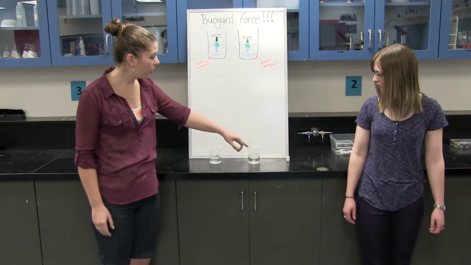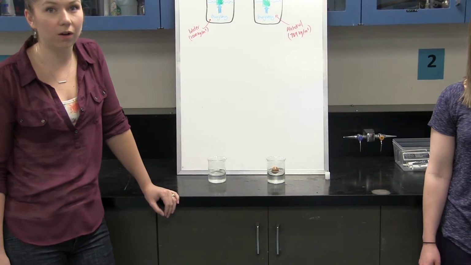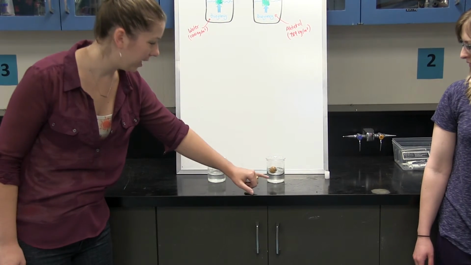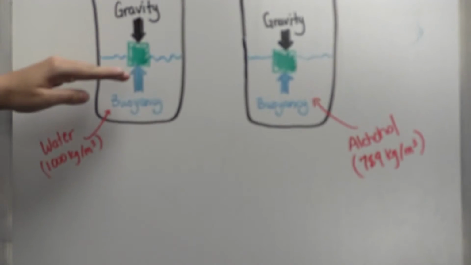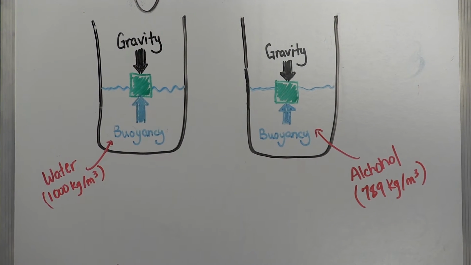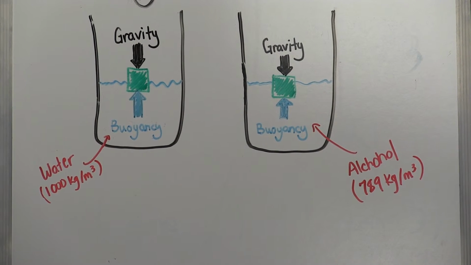But because the alcohol is less dense, it actually has to displace more of the alcohol to get the same mass. So you'll actually notice that if you looked closely, like up in my diagram, that the cork floats a little bit lower in the alcohol than it does in the water because it has to displace more of the alcohol in order to get the same amount of mass to be moved out of the way.